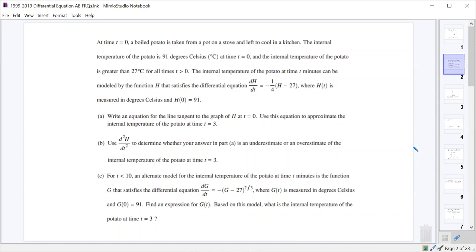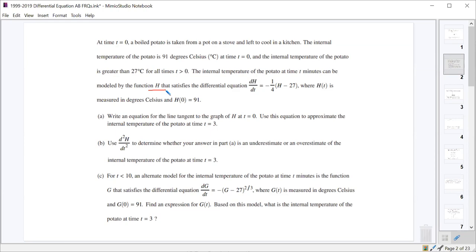So we also know that the internal temperature of the potato is always greater than 27 degrees for all t values greater than 0. So all t values we're concerned about. And we know that the internal temperature of the potato is modeled by the function h. And h satisfies this differential equation they've given us: dh/dt is negative 1/4 of (h minus 27). Okay. Good?